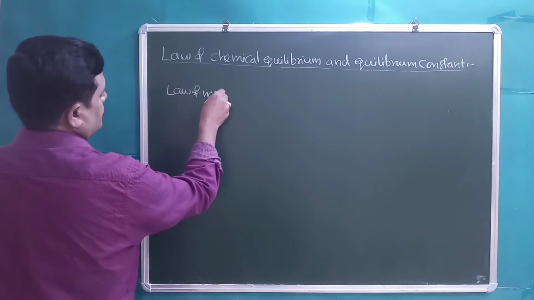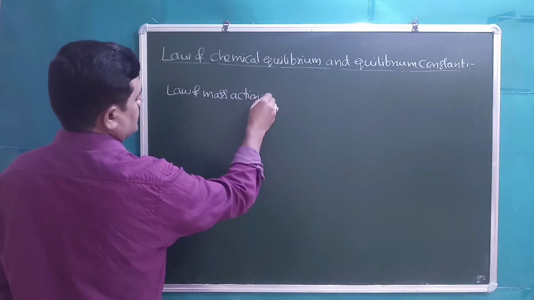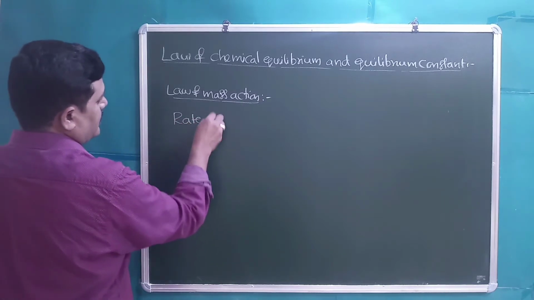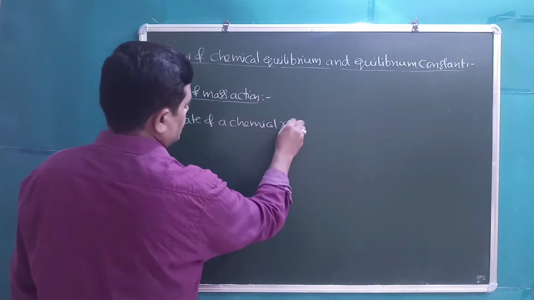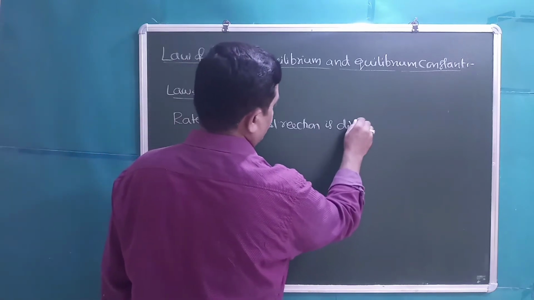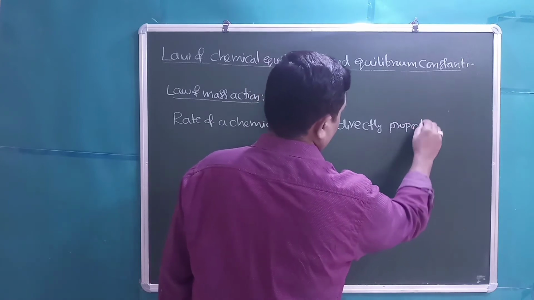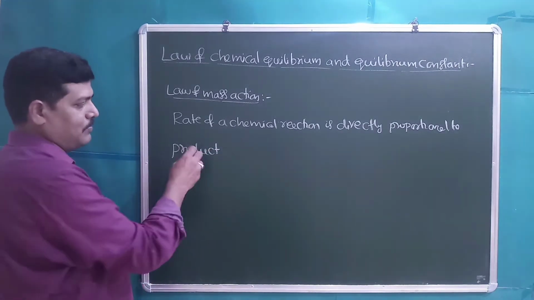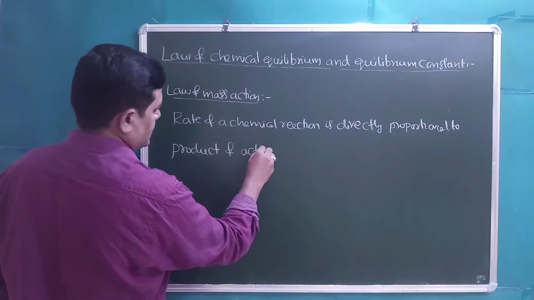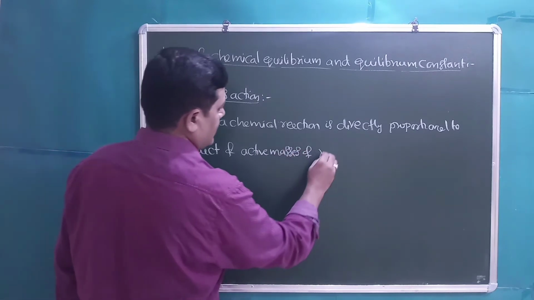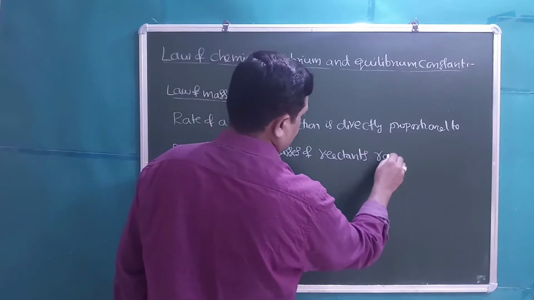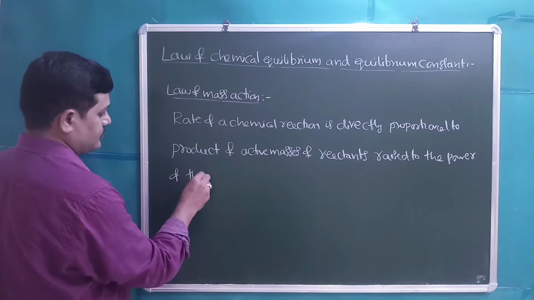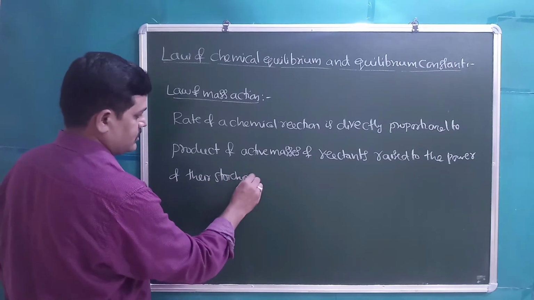Law of mass action. According to law of mass action, rate of a chemical reaction is directly proportional to the product of active masses of reactants raised to the power of their stoichiometric quotients. Here product indicates multiplication.